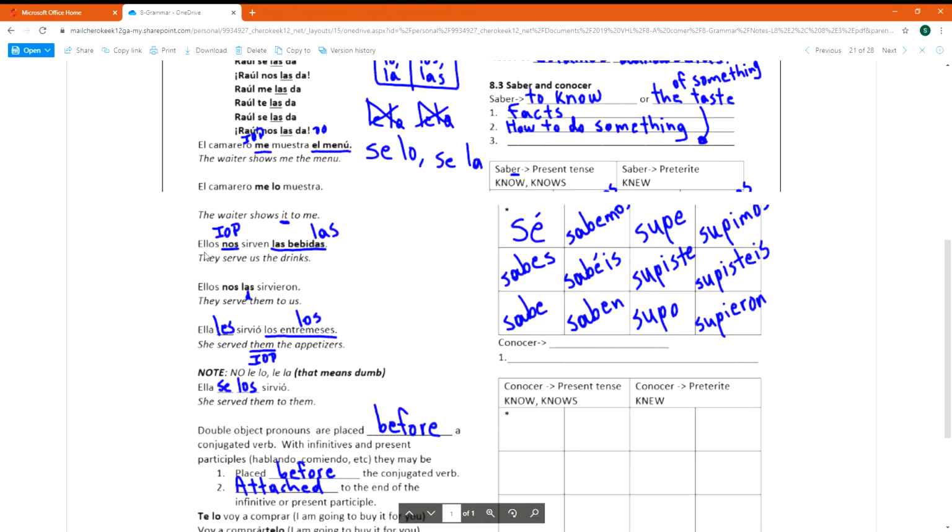And another example, ellos nos sirven las bebidas. So one more time, nos is the indirect object pronoun, so they served it to us. Las bebidas is the thing they served, and we're looking to simplify this by not saying las bebidas again, right? So they served them to us. So the them again is referring to las bebidas. So ellos nos las sirvieron.